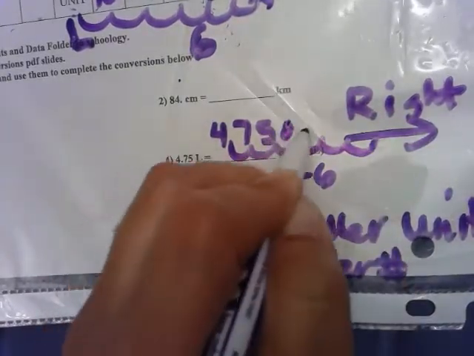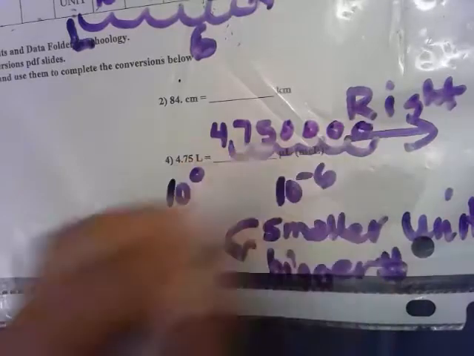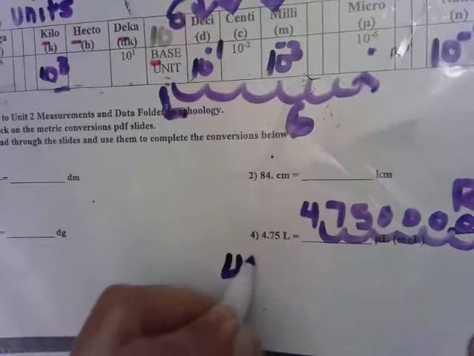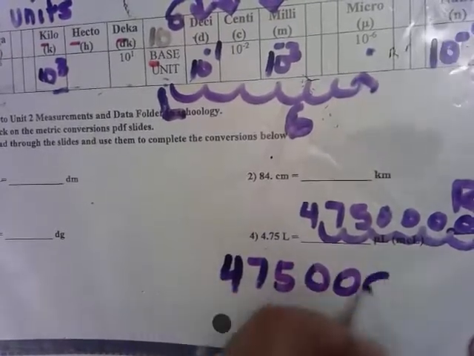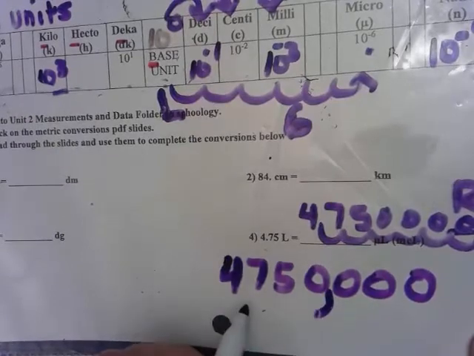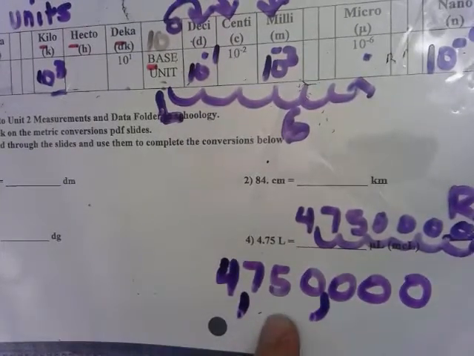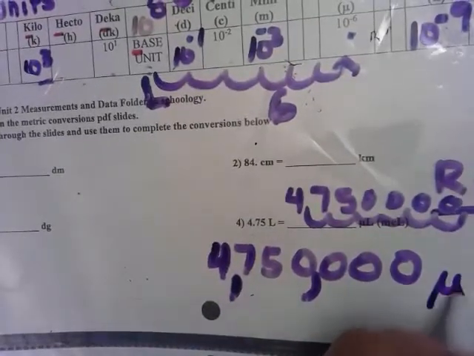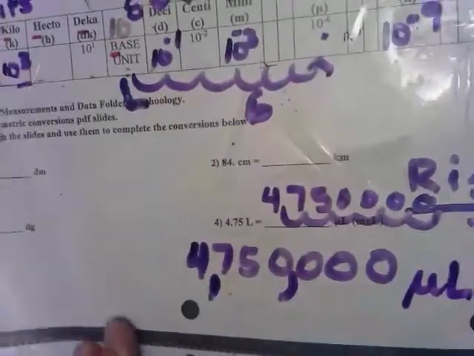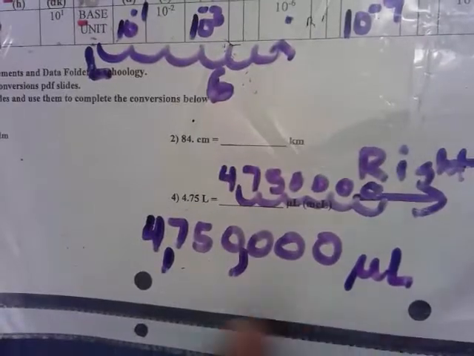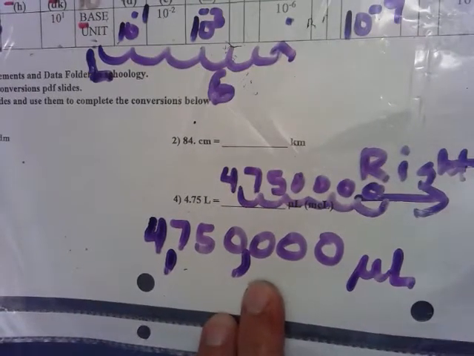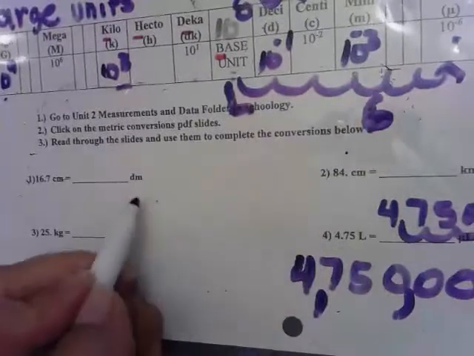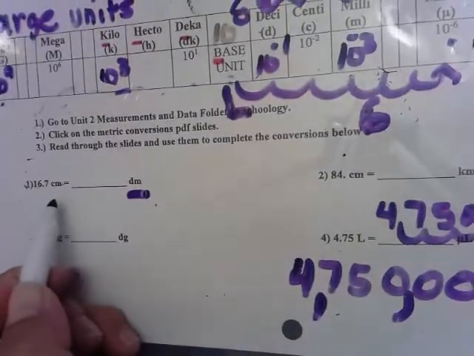So you're going to move the decimal over 1, 2, 3, 4, 5, 6. So we're going to have a 0 here, a 0 here, a 0 here, and a 0 here. And your answer is not going to be 4.75, it's going to be 4.75 million, or 4,750,000 microliters. Okay, so when you go to a smaller unit, your number gets bigger, and when you go to a bigger unit, your number gets smaller.